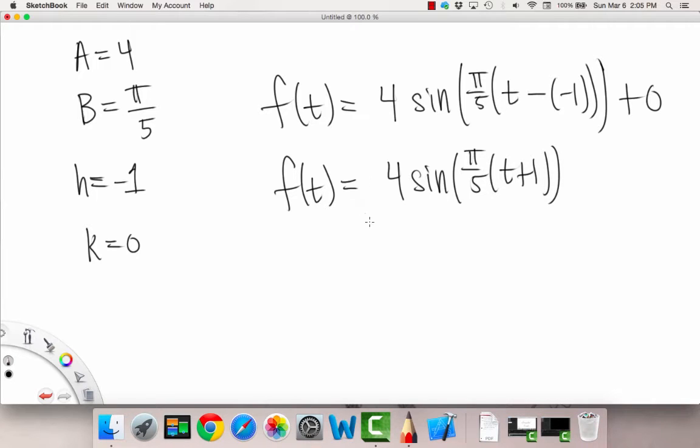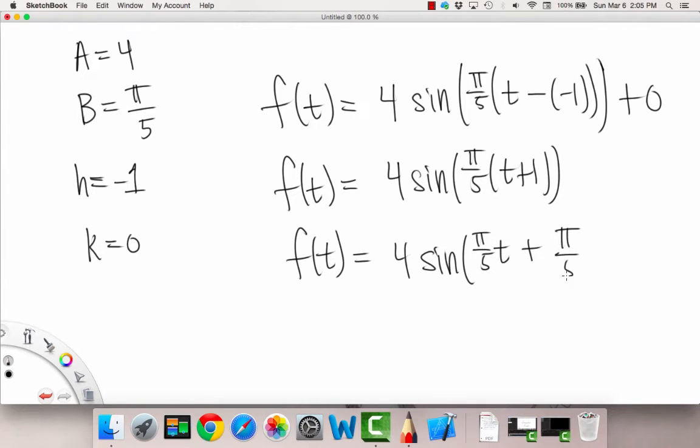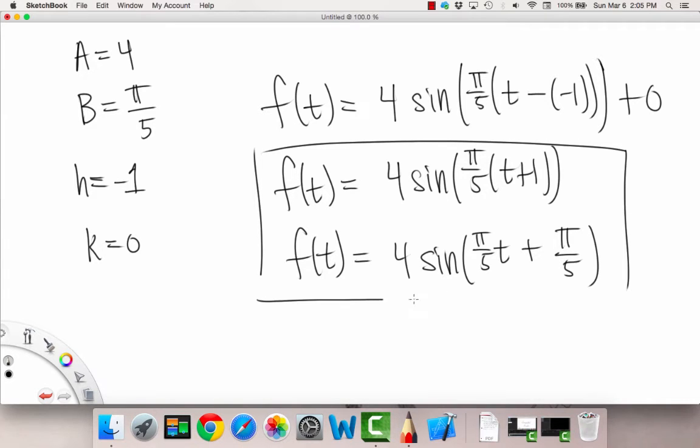So you could leave it like this, or we could also just distribute that pi over 5 in. So let me just do that as the last step here. So f of t is equal to 4 times sine of pi over 5 times t, and then plus pi over 5. Okay, so either of these answers works here.